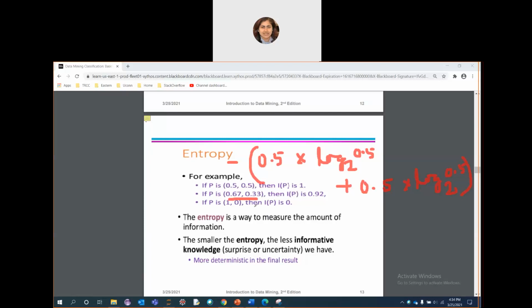If we have 0.67, then you will just replace it with 0.67. Okay.